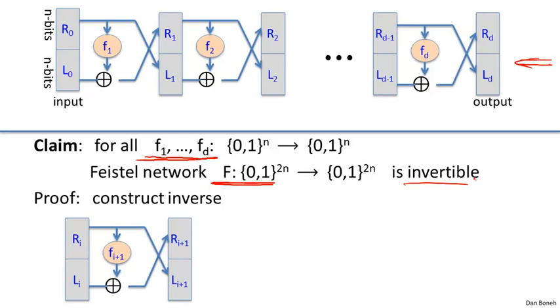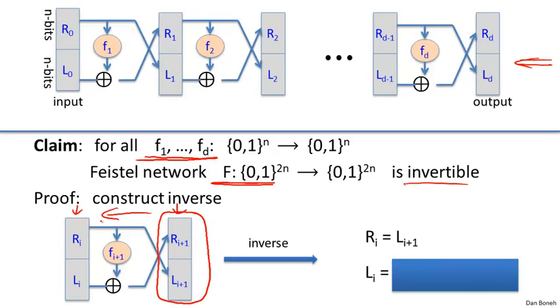So let's look at one round of a Feistel network. So here, this is the input, Ri, Li, and this is the output, Ri plus 1, Li plus 1. And now what I'm going to ask you is to invert this. So suppose now the input that we're given is Ri plus 1, Li plus 1. And we want to compute Ri, Li. So we want to compute the round in the reverse direction.